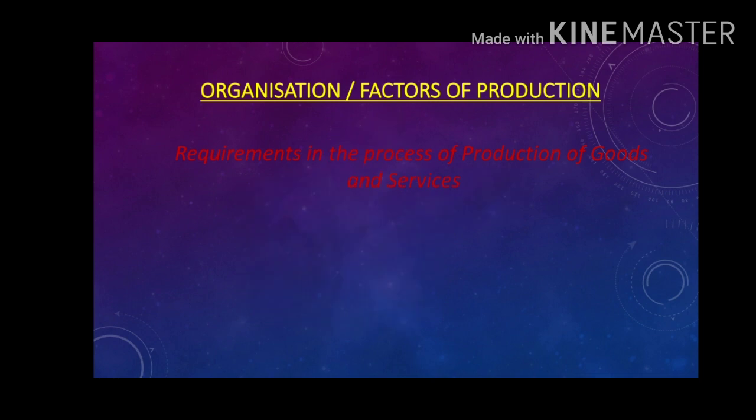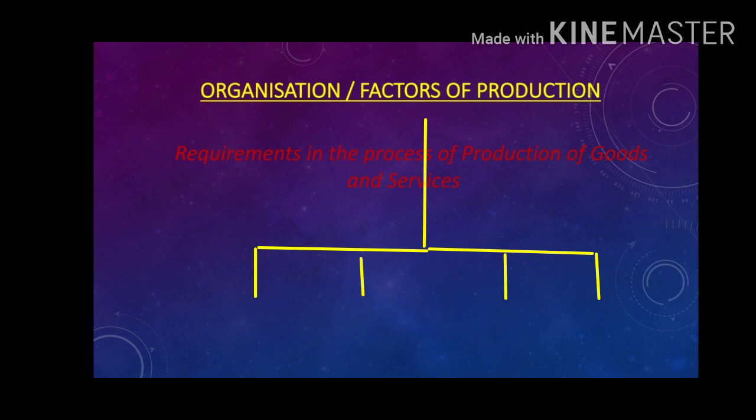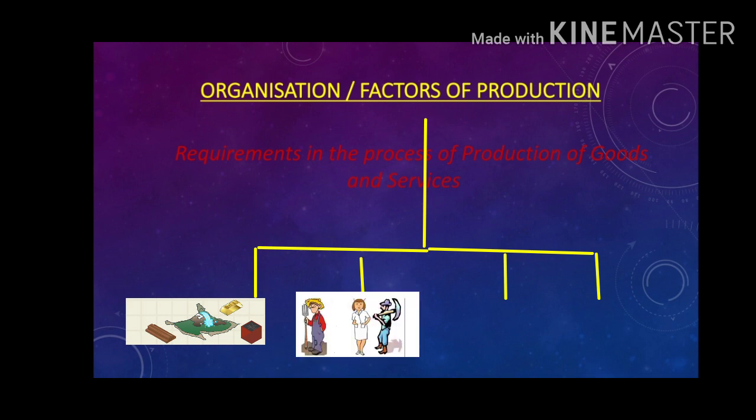Now what is that? That is the requirements. It's the requirement in the process of production of goods and services, any type of good, anything. The things which are required to produce any good or service are called the factors of production, which in your book are named as organized. So basically there are 4 factors of production, and some hints regarding the 4 factors are given here, as you can see them one by one.